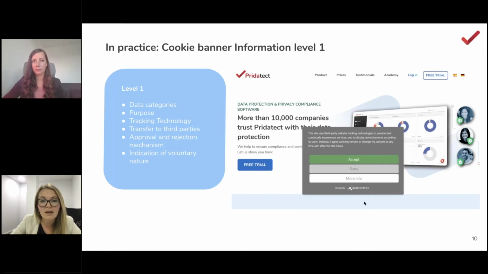And you can see that we have different levels for the cookie banner. In level 1, you're getting some very basic information about which data categories we are collecting with our cookies, what the very general purpose is, that we're utilizing tracking technologies, that we're transferring to third parties, and you can see an approval and rejection mechanism. So you have the option to do both. You can accept cookies, you can plainly deny the use of cookies here and continue surfing the website without cookies being set. And you can also request more information, which will lead you to level 2, which I will show you now, where you can choose individual cookies.